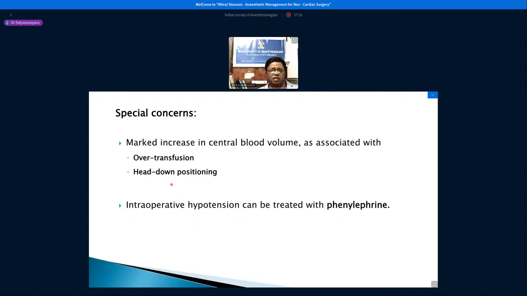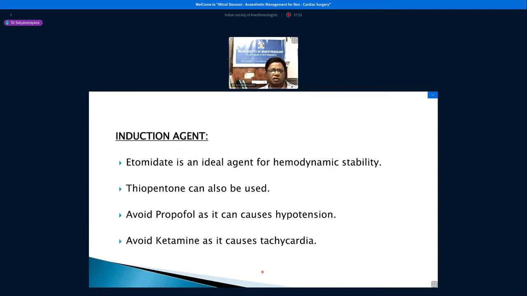Special concern is always increased central blood volume associated with overtransfusion. So a head-down position cannot be tolerated by a patient with mitral stenosis. Take care of this. Intraoperative hypotension can be treated with phenylephrine. The drug of choice is phenylephrine because it's a pure alpha agonist, and the additional advantage of phenylephrine is that it causes reflex bradycardia. That is what we want in mitral stenosis. Among the other vasopressors, you can use norepinephrine, or vasopressin also can be used. It all depends on the case as such.